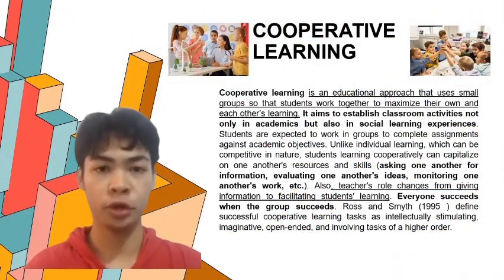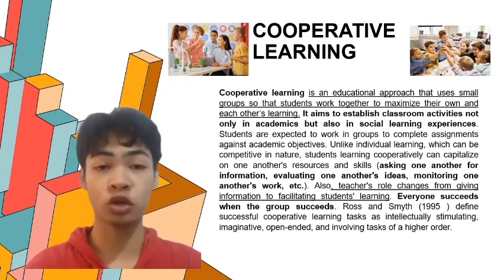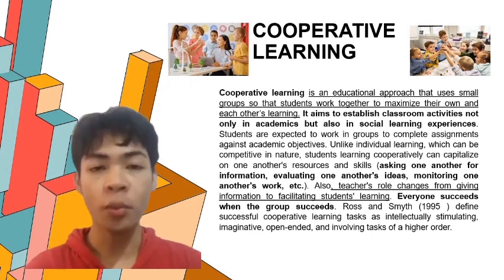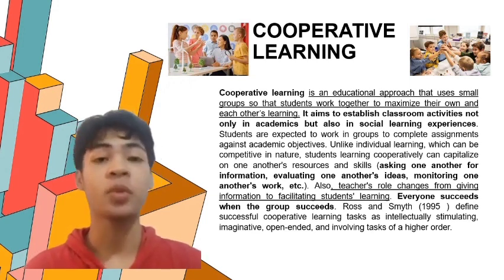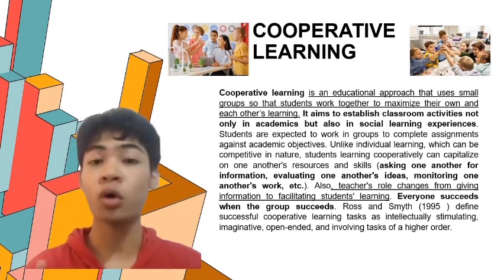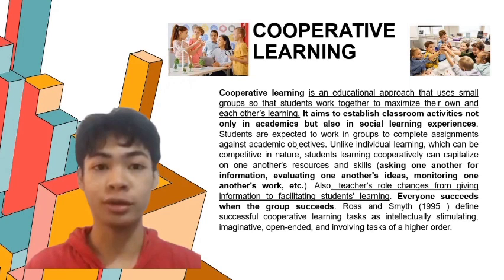So what is cooperative learning? Cooperative learning is an educational approach that uses small groups so that the students work together to maximize their own and each other's learning. From the word itself, cooperative means working together to achieve a common goal, or learning cooperatively. So students are working together to attain each other's learning. That's why in cooperative learning, we have groupings so that the students can do collaborative work to establish not only academic but also social learning skills.